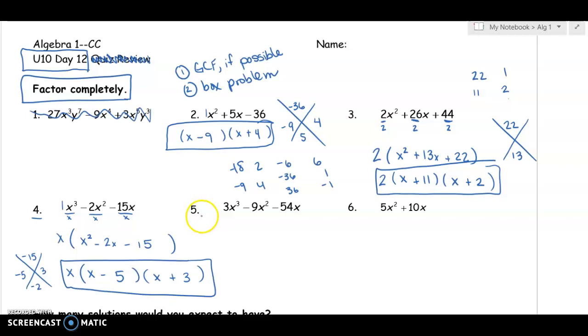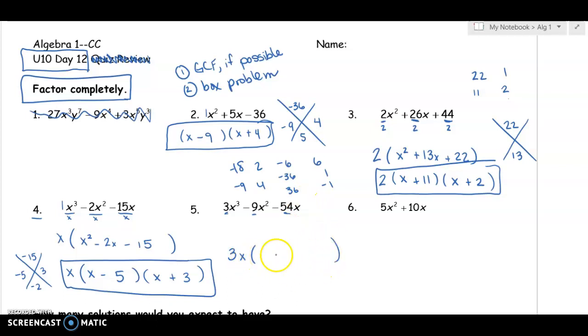Number 5 is going to be kind of a combo of 3 and 4 together. For number 5, you'll notice 3, 9, and 54. Those are all divisible by 3. And if you notice, they all have an x. So we're not only going to have a GCF of 3, but x is going to be part of our GCF as well. We're going to take the x that has the smallest exponent, so x to the first.